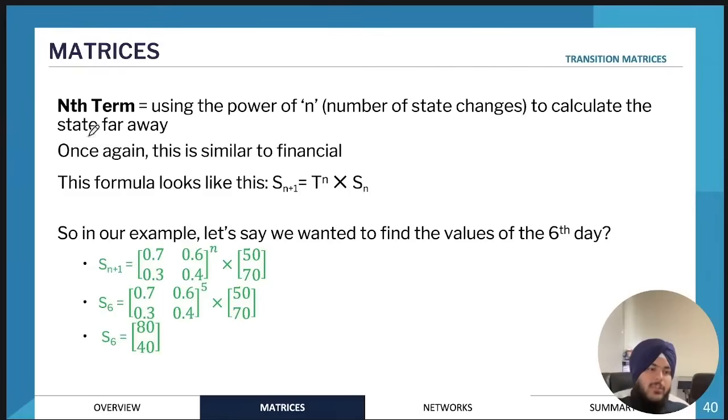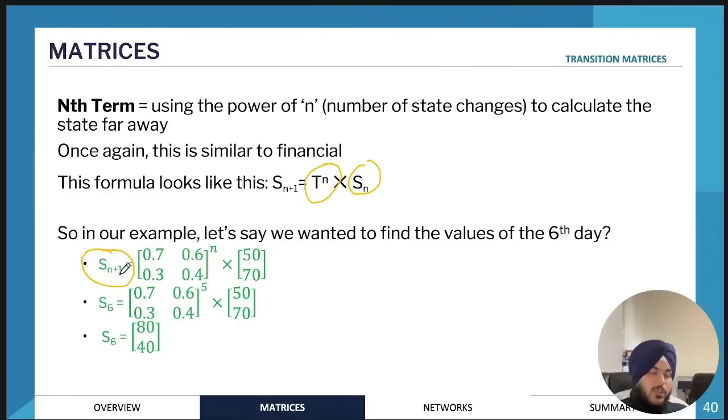And for that, we would use the nth term rule. So it's very similar to financial maths. It's really hard to use recurrence relationships if you were to, for example, predict the number of people after 50 days, because then you would need to find the first one, the second one, the third one. Instead, you can use T to the power of n times S to the power of 0. So if you want to find S to the power of n plus 1, it would just be the transition matrix to the power of n multiplied by the initial state matrix. So very similar to financial maths.